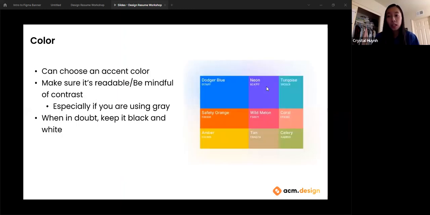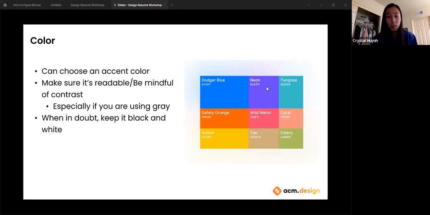Color. Especially in the design realm, it is acceptable for you to choose an accent color, especially one that matches your portfolio. So you're more than welcome to choose one. I wouldn't choose more than one; just choose one accent color, it's good enough. And just make sure that it's readable. So please be mindful of things like contrast against the white background, if that's what you're planning to use. Most likely, if you're printing out paper resumes, it's going to be on white paper.